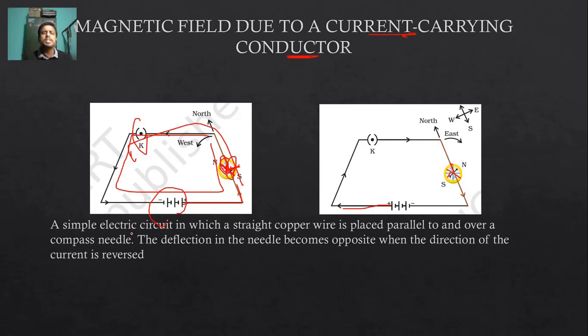A simple electric circuit in which a straight copper wire is placed parallel to and over a compass needle: the deflection in the needle becomes opposite when the direction of current is reversed. As you saw here also, when the current was flowing in an anti-clockwise direction, the deflection was this way. When it flowed in a clockwise direction, the deflection showed this. So the compass needle deflection reversed.